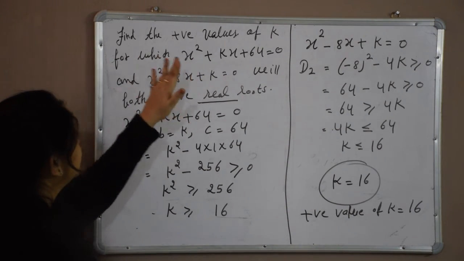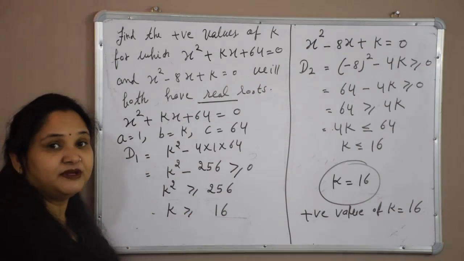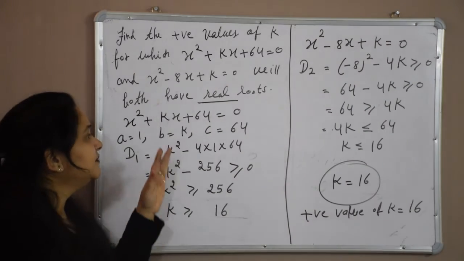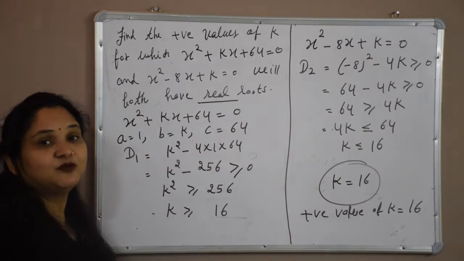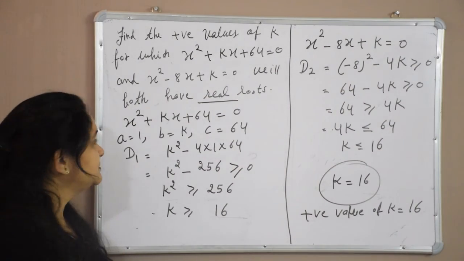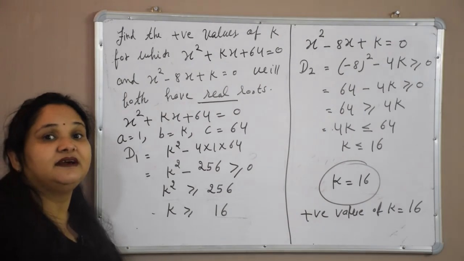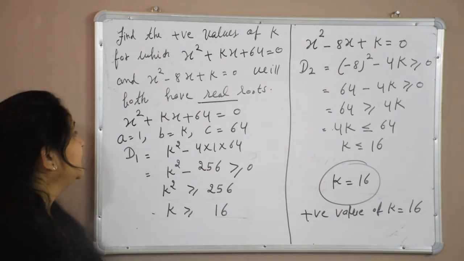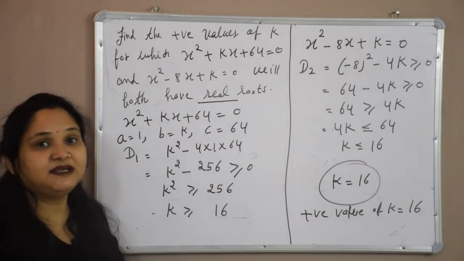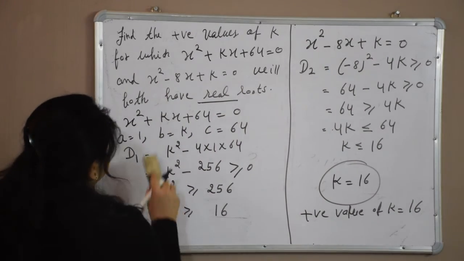I think you understood the concept. When the two equations are given, we have to find a common value of k. When a single equation is given, there is no problem. And the most important thing is when the roots are real and equal, we have to take D equal to 0. When the roots are real and distinct, we have to take D greater than 0 only. But when the roots are only real, we have to take always D greater than or equal to 0. That is very, very important.